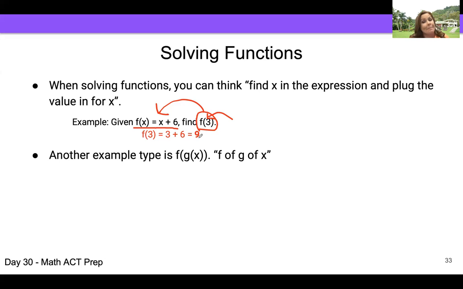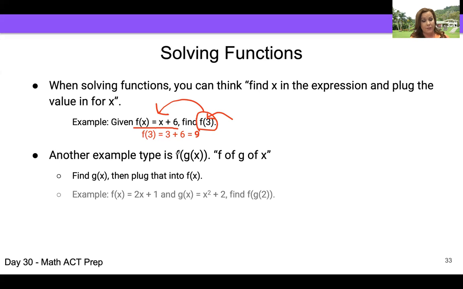Now, we can embed functions as well. This one is stated f of g of x. And it's basically a function within a function. So what we have to do is find the answer for g of x, and then that will be the value for your x's in the f function. Probably lost a few of you there. Keep going. Come on. And we're going to work the problem so you'll see.